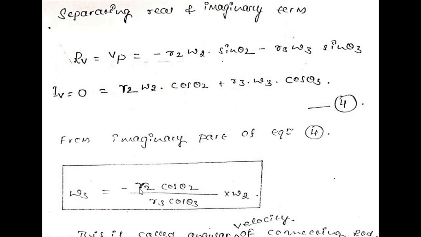Omega 3 is equal to, so omega 3 we find out, so this you take to the other side, so it will become minus R2 cos theta 2 divided by R3 cos theta 3, multiplied by omega 2. So this is the equation we obtained for omega 3. So what is omega 3? Omega 3 is the angular velocity of the connecting rod. So this is the relation between the angular velocity of the connecting rod and the angular velocity of the crank. So this equation you can use.